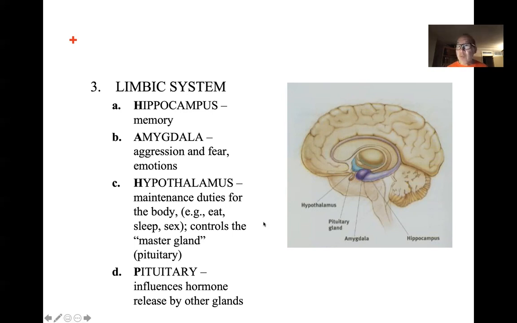And when people seem to have problems with violent behavior, lo and behold, it's usually that region which seems to be dysfunctional in some manner. Or you can actually see in brain scans, MRI scans, that there's some kind of structural problem with the amygdala. Now, the hypothalamus here is involved in other functions. In particular, it's related to what's referred to as maintenance functions or duties, such as eating, sleeping, and sexual behavior.